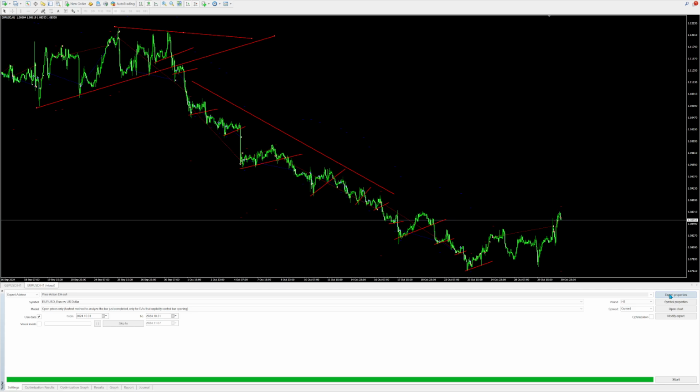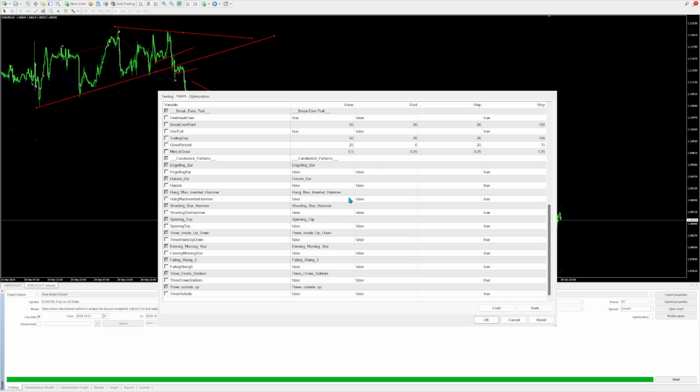I do have another EA, it's worth mentioning, that actually combines all of these candlestick patterns that this one has built in with other indicators as well. So the MACD, moving average, RSI, CCI, stochastics, ADX, Bollinger Bands, envelopes, etc.